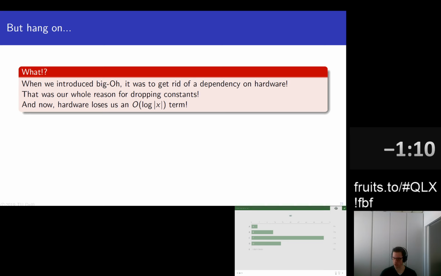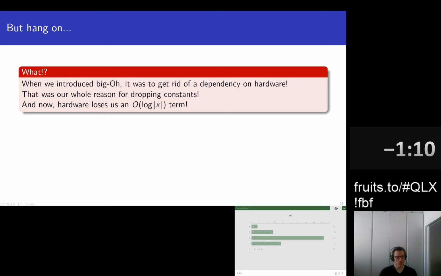We can go from n log n to n, or from x log x to x. Right? That's quite an improvement, and it's just based on having a bit of different hardware.